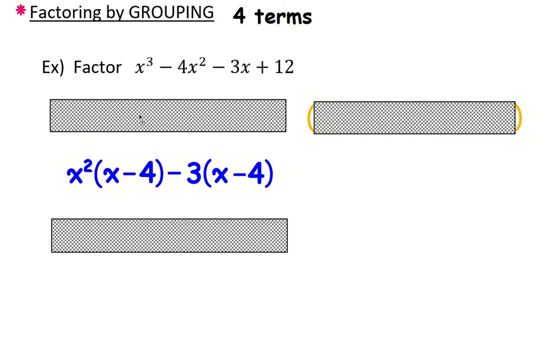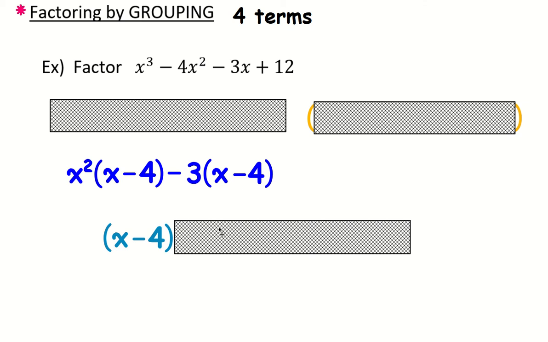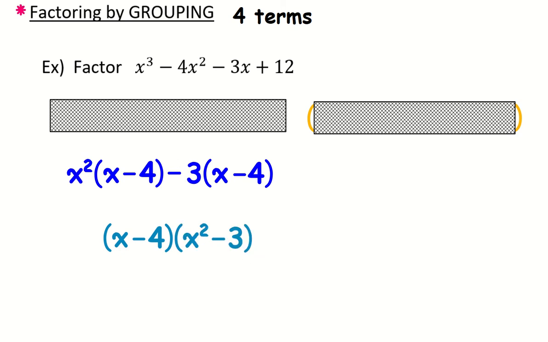So after you take a GCF out of both little groupings here, what you do next is you're able to come up with your final answer. So this bubble that repeated itself, x minus 4, that's going to be one of your bubbles in your final answer. The other bubble is going to be this GCF together with this GCF. So the other bubble is going to be x squared minus 3. And that's how that works.